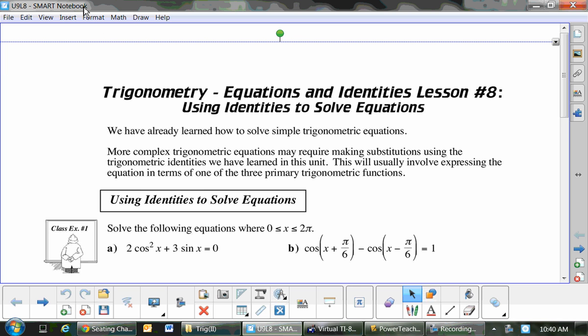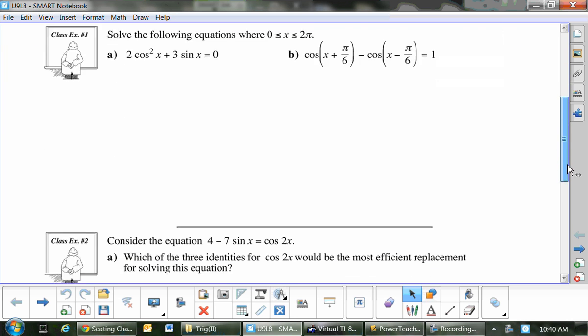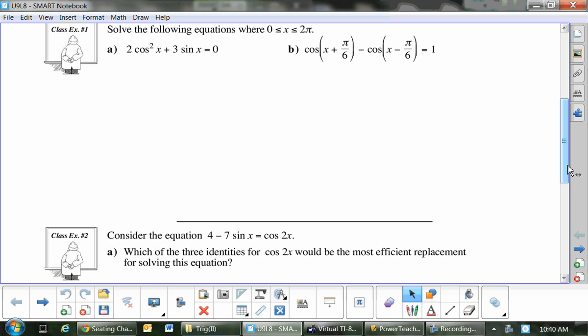The importance of knowing your identities is to solve equations. And the best way to do that is to start solving equations and see why this is important. Now, at this point, to algebraically solve this question is a lot of work, or impossible, the way it is.